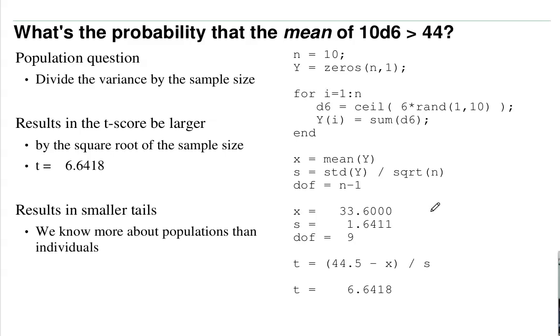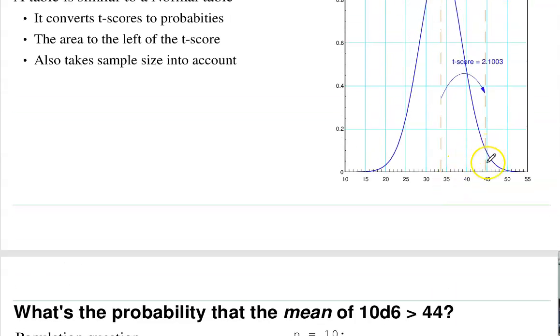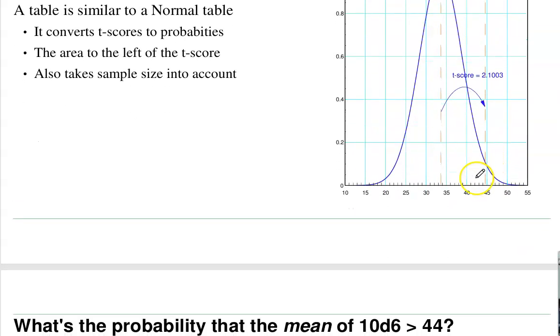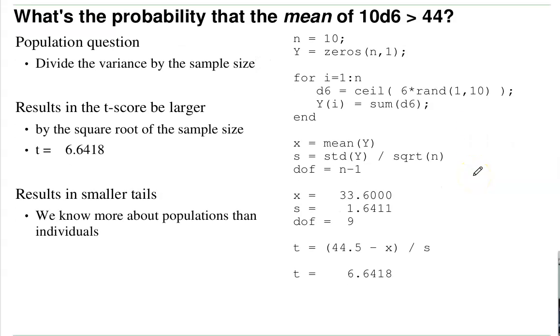So that was the probability that a given die roll will be bigger than 45. It's about 3.9%. Suppose instead I said, what is the average of 10d6? What's the probability that the average is more than 44?